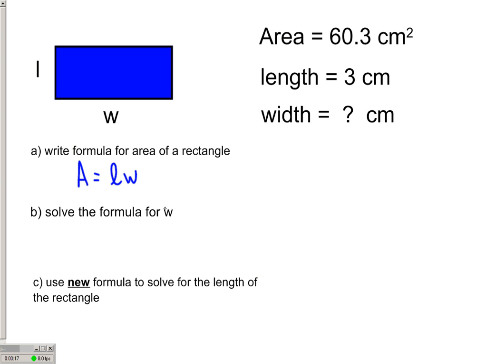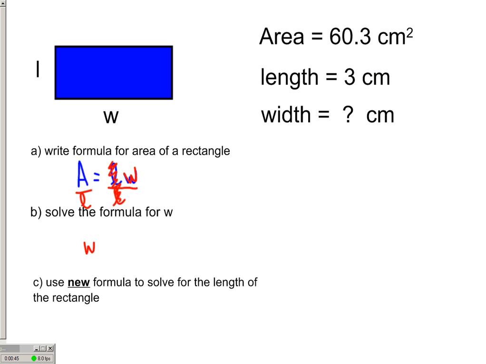Now, I want you to solve for W. That's part B. So solve the formula for W. So there's my W. I changed the color just so it'll stand out. What's happening between the length and the width? It's multiplying each other. So if I divide L by L, it'll cancel out and go away. Makes a positive 1. But if I divide the right side by L, I need to divide the left side by L.